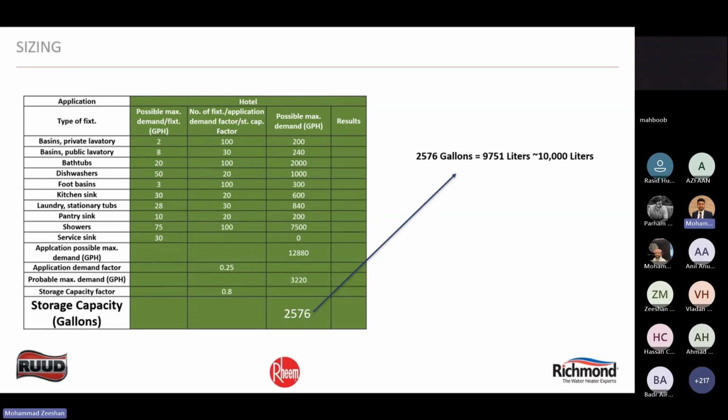As per this example, this is a hotel project, so I'm getting a 10,000 liter tank capacity.